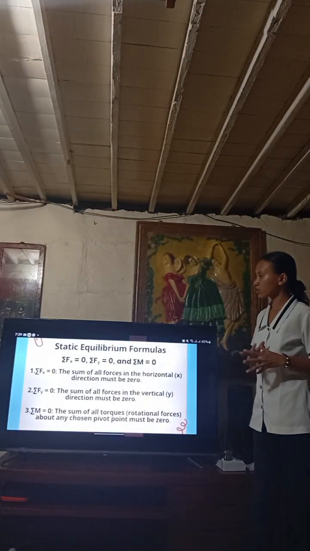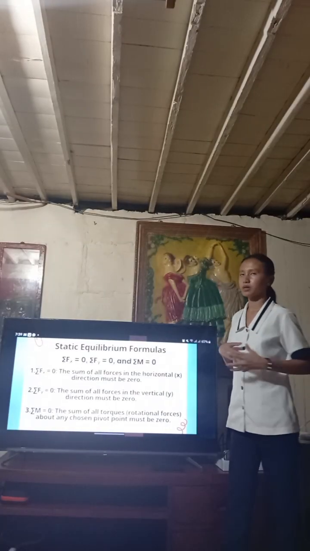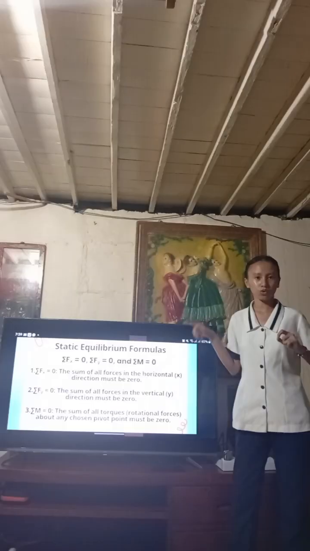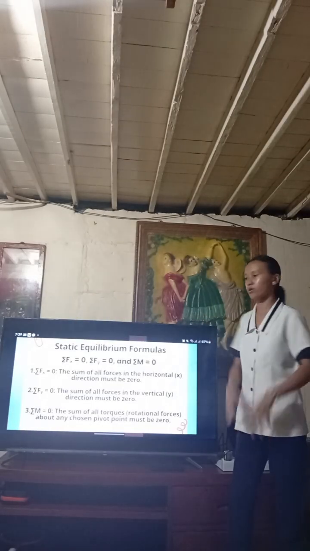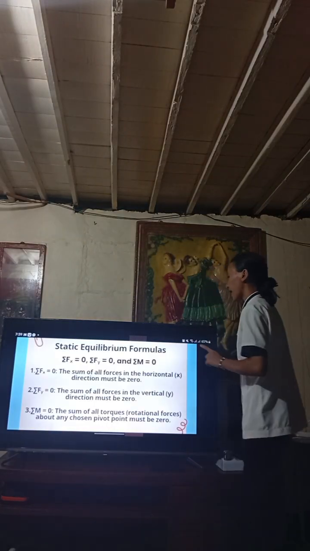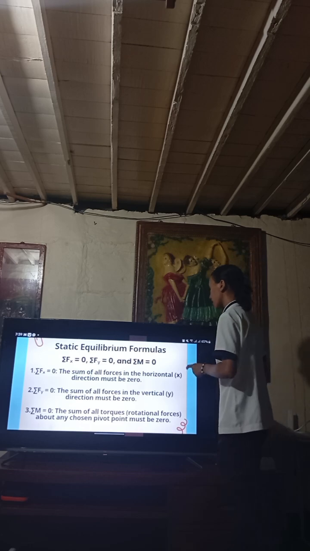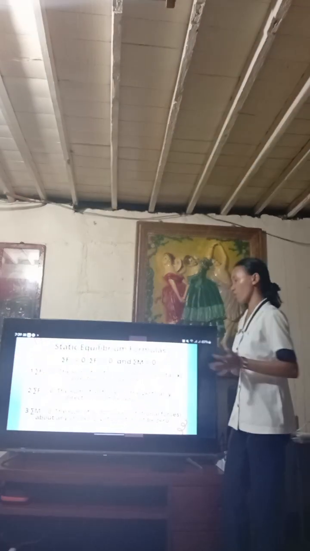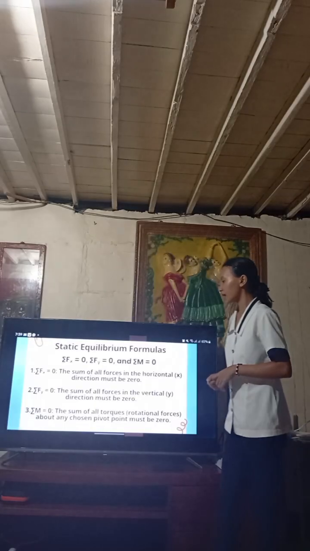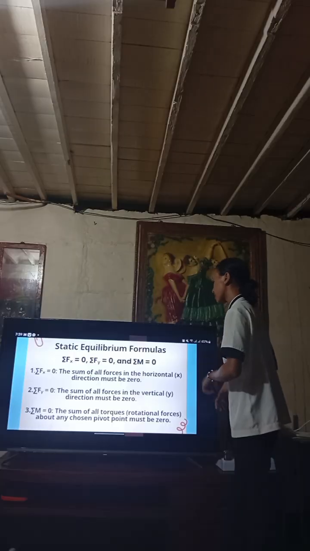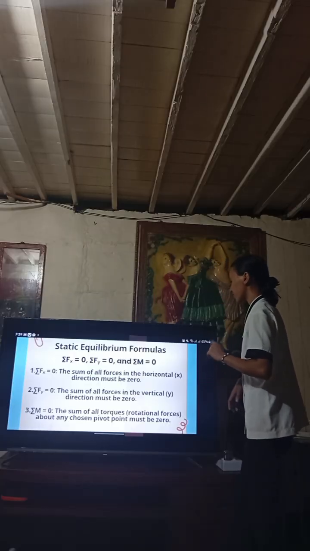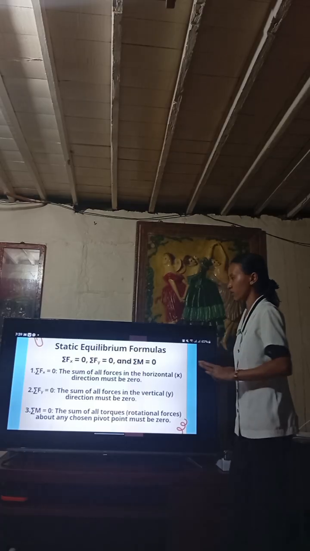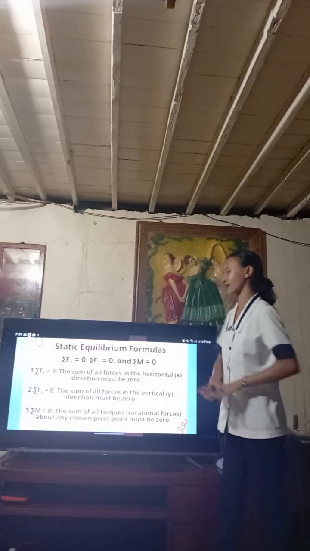So, according to static equilibrium, the main point is that the forces and the torques must equal 0. And Fy equals 0: the sum of all the forces in the vertical or y direction must be 0. And third is the sum of torques equals 0: the sum of all the torques or rotational forces about any chosen pivot point must be 0. So eventually it's all 0.